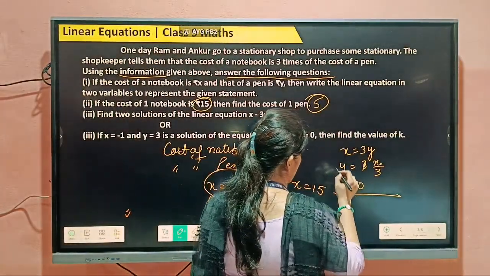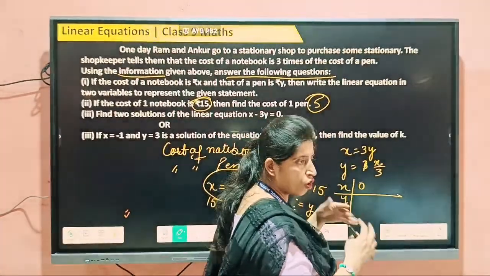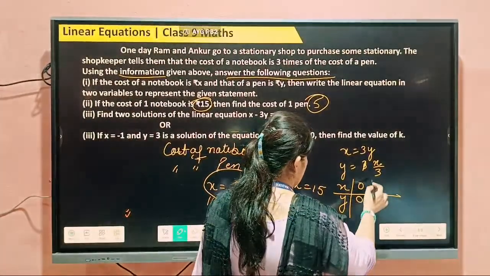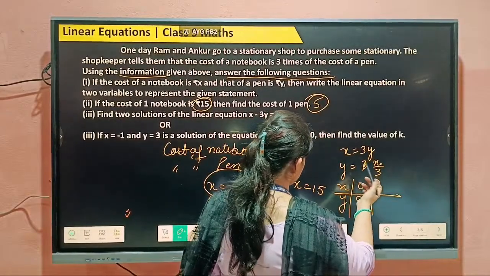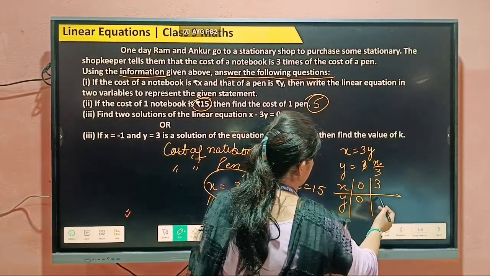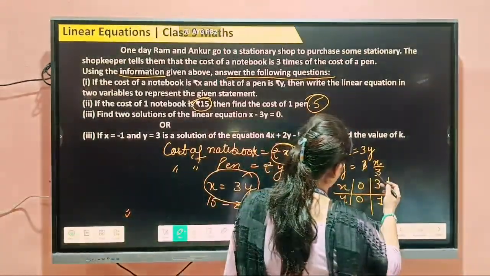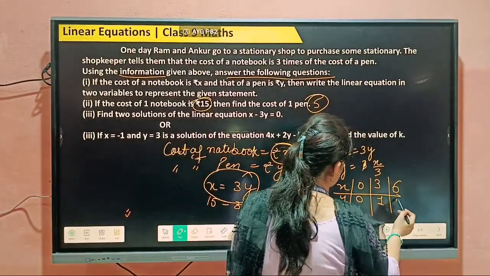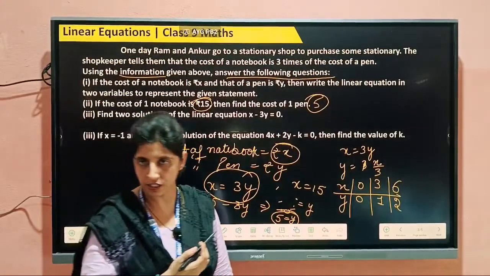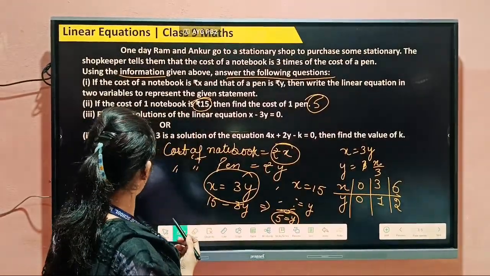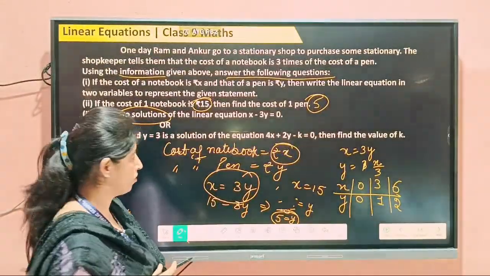If X is 0, then Y is also 0, so notebook cost is 0 and pen cost is 0. If notebook cost is 3, then pen cost is 1, because 3 by 3 is 1. If notebook cost is rupees 6, then pen cost is rupees 2. Like this, you can find infinitely many solutions, right? But it is given that only two solutions you have to find. That we have found now, right?